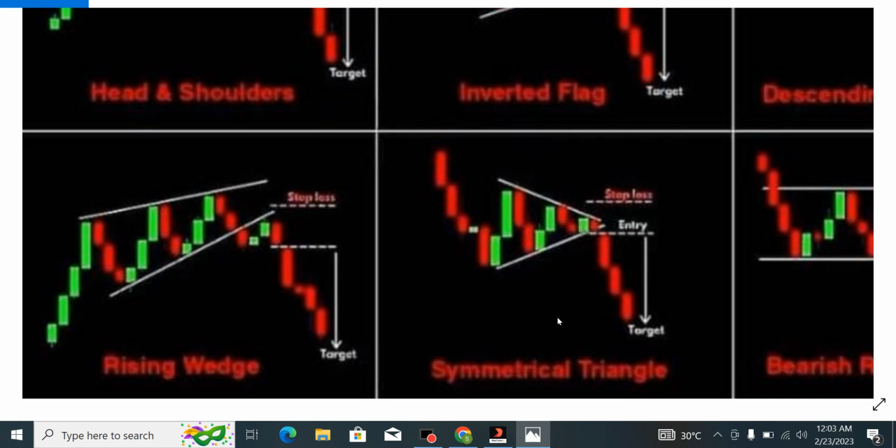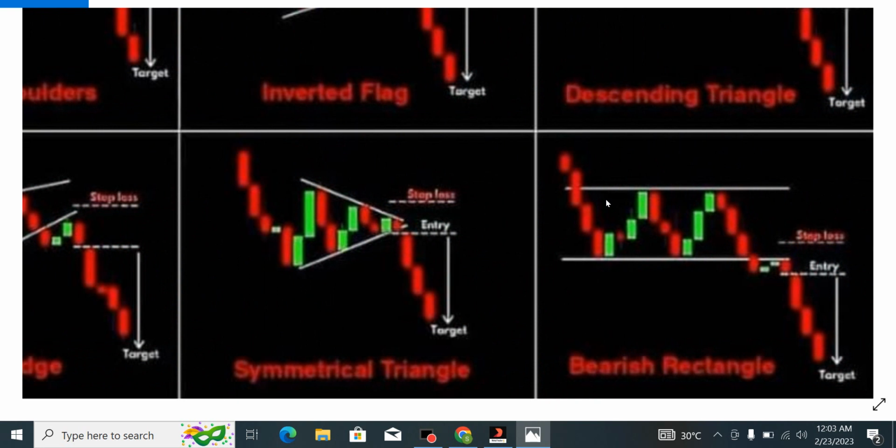Then we have a symmetrical triangle. Okay, from a bearish pattern, got to this region, pull back, and of course got back here, pull back again, got back here, and right here it broke out below it. And of course you can see your entry points and your stop loss should be somewhere here.